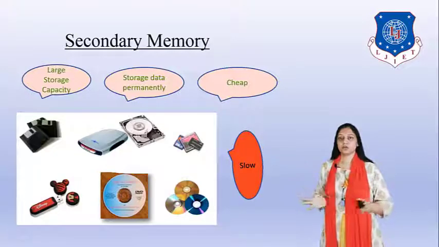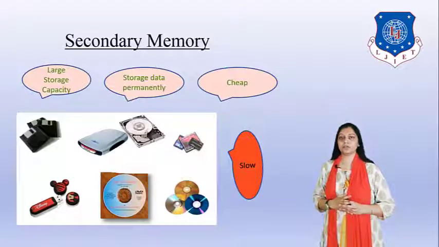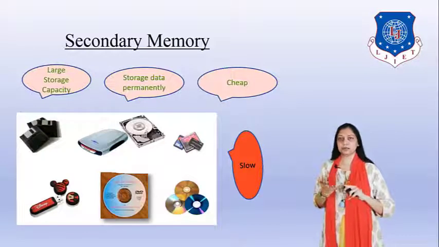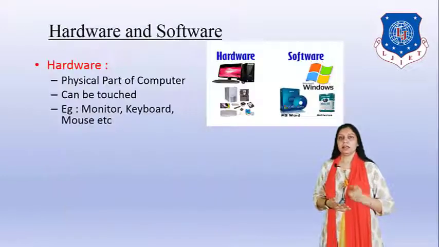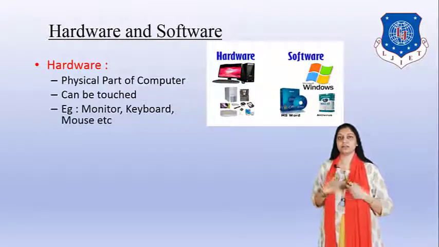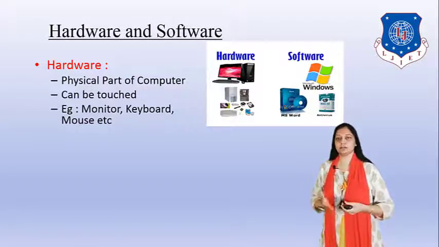So this was all about the block diagram of a computer, where we have seen the input unit, output unit, ALU and the different types of memory. Let's come to the next topic of this chapter, which is hardware and software. Now what do you understand by hardware and what do you understand by software?